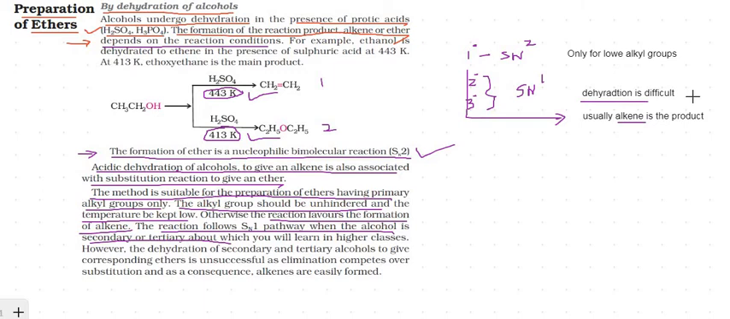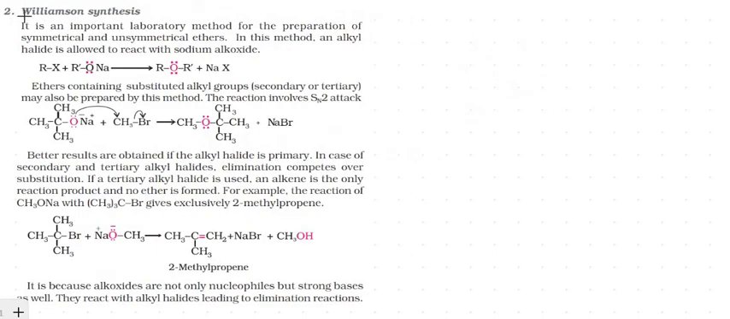Why so? Because the dehydration is difficult. It is written that the dehydration of secondary and tertiary alcohol to give the corresponding ethers is unsuccessful, as elimination competes over the substitution, and as a consequence alkenes are easily formed. Now the second method which we are going to learn is the Williamson synthesis.